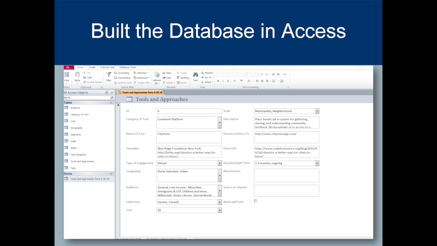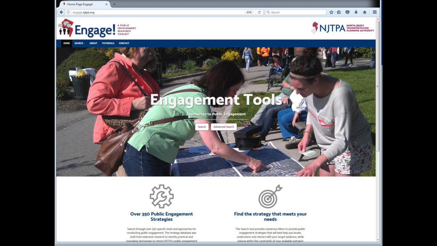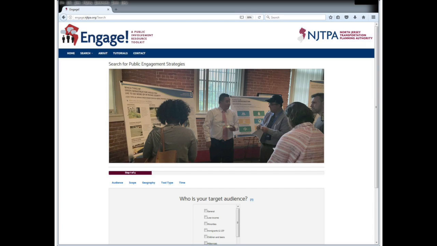So this is just the database, straight database, so you can see its audience, tool, geography, scale, and so on. And then this is how the interface of the application looks now, where you're presenting those 350 techniques and methodologies for the tools and resources. You're actually stepping people through, educating them.